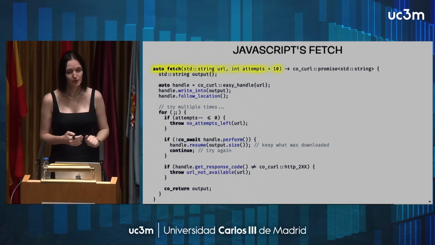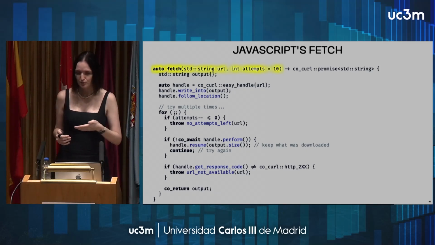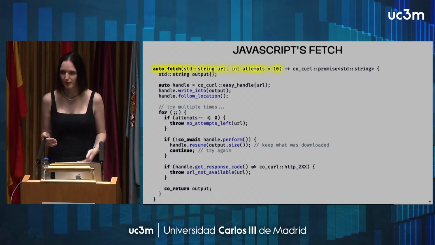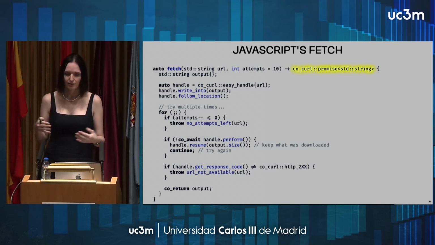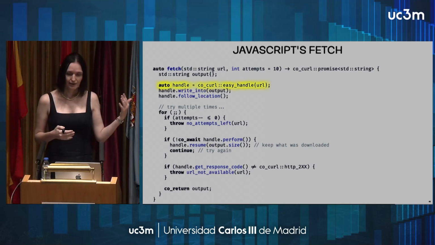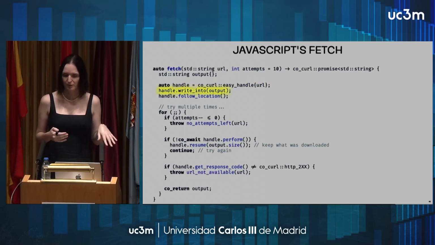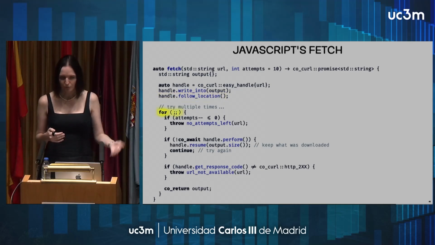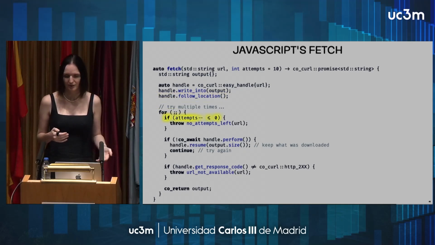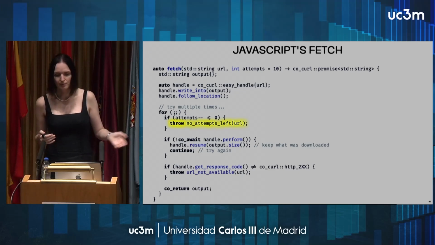And fetch. Let's have a function fetch. It will take a URL and the number of attempts you want to download it, because there can be some error because you are on the internet, and it will return a promise with a string of the content that you downloaded. The string is the output. You will have the easy handle provided. You will be writing into the string. You will follow location. You will try multiple times, and unless there is no attempt left, you will throw an exception.